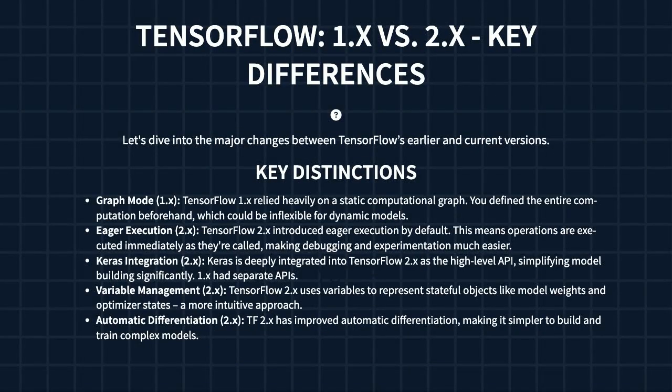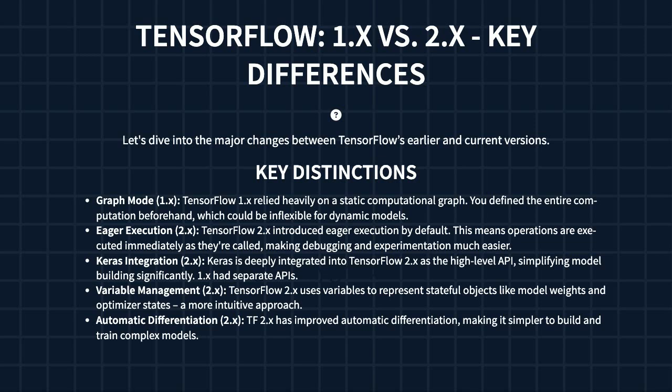Okay, let's talk about the big shifts between TensorFlow 1.x and 2.x. Back in 1.x, everything was built around a static graph. You define the whole computation ahead of time, which could be a bit tricky to manage if your model needed to change dynamically. But 2.x changed things completely with eager execution, where operations happen as you call them, making debugging and trying out new ideas way simpler.